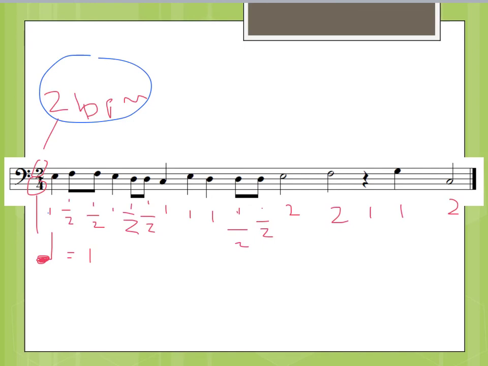I've got 1, 1.5, 2. Draw a bar line. 1, 1.5, 2. Draw a bar line. 1, 2. Draw a bar line. 1, 1.5, 2, draw a bar line. Half note gets a whole measure to itself because it's worth 2. Half note gets an entire measure to itself. Quarter, quarter, that's 1 plus 1 is 2. And then this last measure is filled by just the half note.